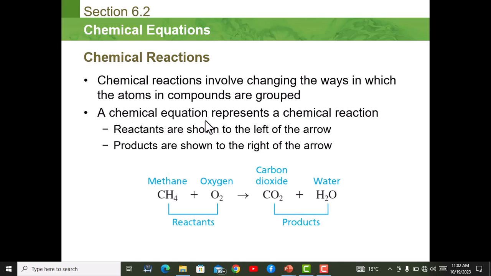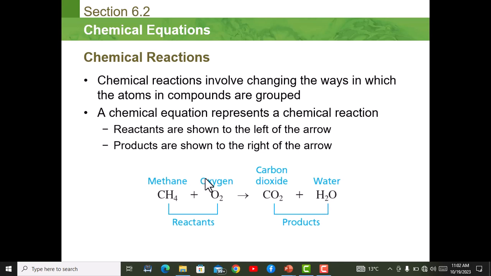A chemical equation represents a chemical reaction. So when you are looking at a chemical equation, you are in actual fact looking at a chemical reaction. This is exactly what we need to understand. Reactants are shown on the left of the arrow. There they are. We have the reactants, and on the right of the arrow we have the products. So this is methane, highly flammable, and it will burn in the presence of oxygen when heated, and it will produce carbon dioxide plus water. Very important.